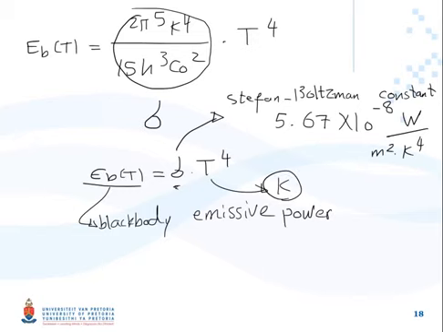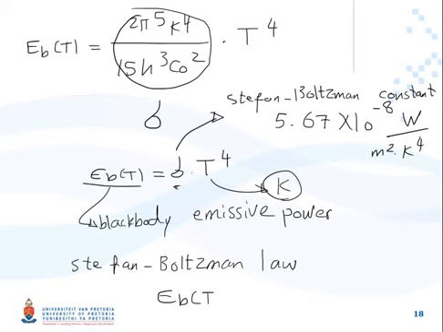Okay, so now you saw how easy it was. We just integrated for all the wavelength, and now we can calculate the black body emissive power. This is called Stefan Boltzmann Law, which is saying that the black body emissive power is a constant times temperature to the power of 4.